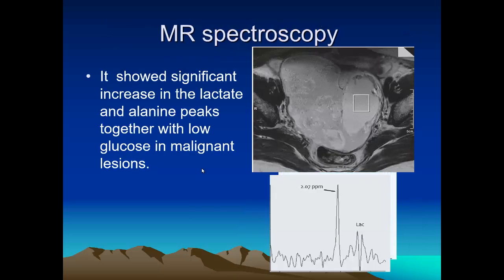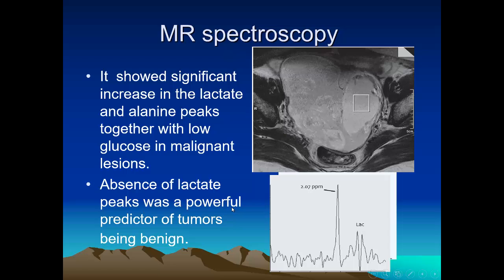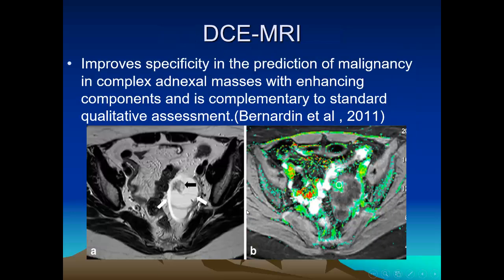MRS, what is MRS? With MRS, we know the chemical constituents of the lesion. Just to remind you that in the pelvis, it shows an increase in lactate and alanine peaks together with low glucose in a malignant lesion. So in malignant lesions we have elevated lactate and alanine peaks, but low glucose. In benign lesions, absence of lactate is very important; it is towards benignity, of course with other criteria seen on MRI.